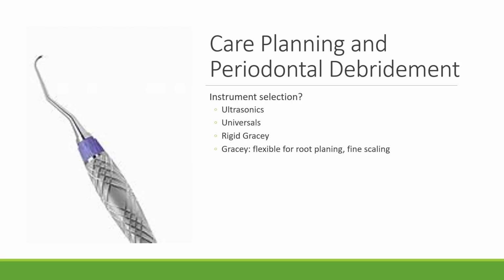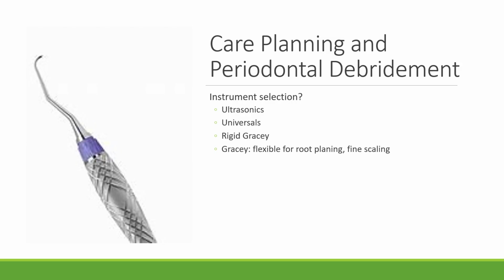Instrument selection. So what are we going to use? Ultrasonics, universals, rigids, regular Gracies. What are we doing? Again, your rigid Gracies are what I'm going to start with, and your regular Gracies are more flexible. They're more for root planing and fine scaling. And you're going to use them in this order.